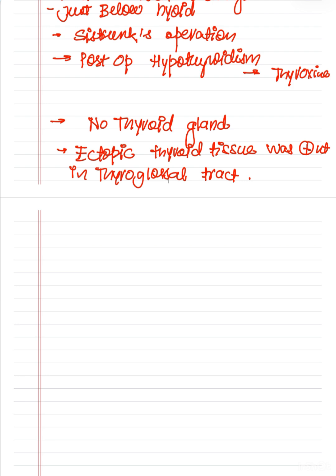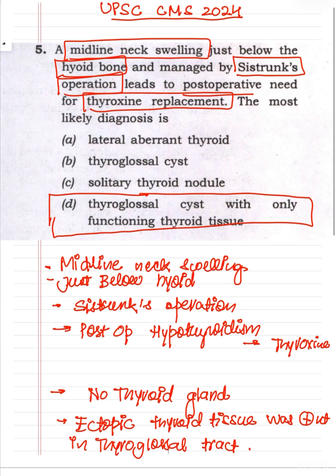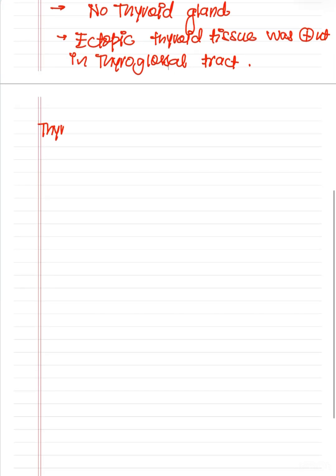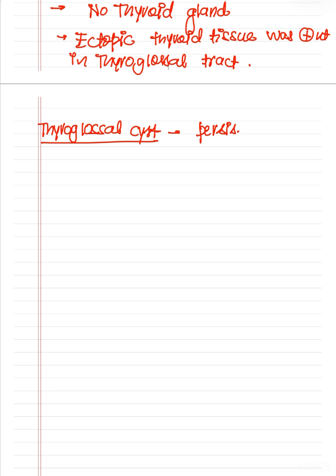So what is the thyroglossal cyst? Let's see one by one. Thyroglossal cyst. It is the persistent thyroglossal duct. Now what is the thyroglossal duct?